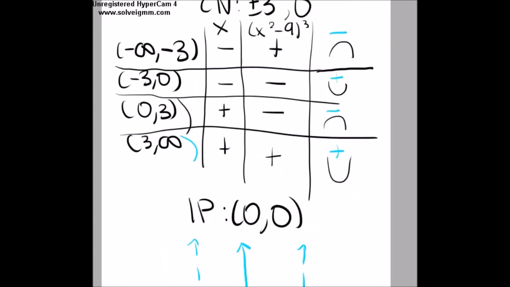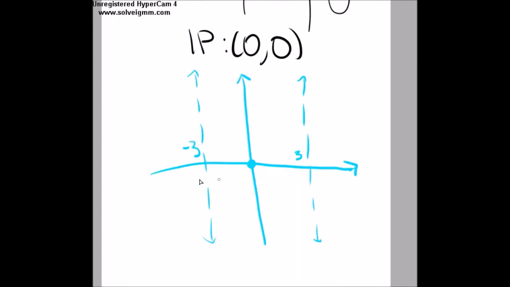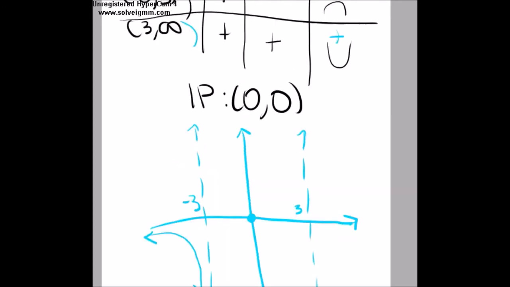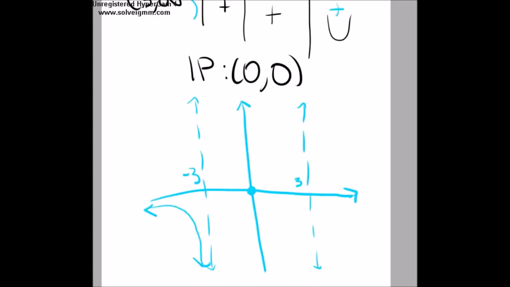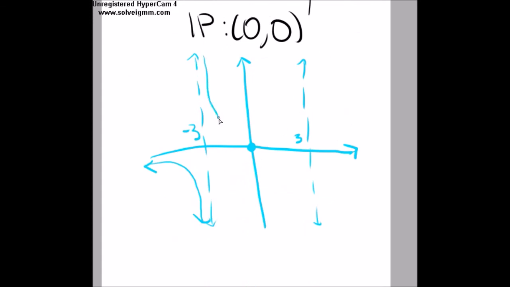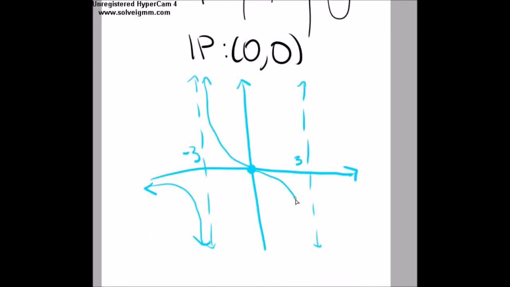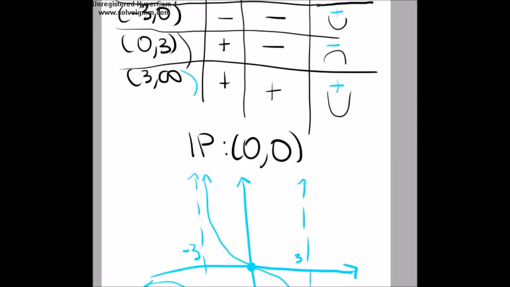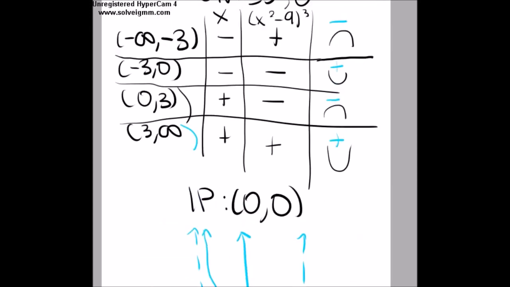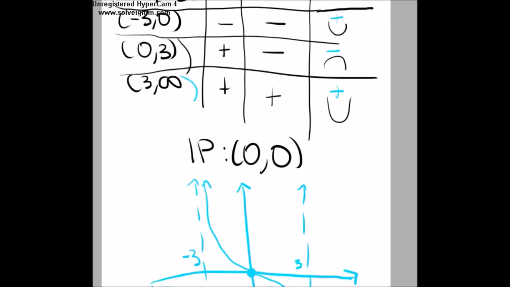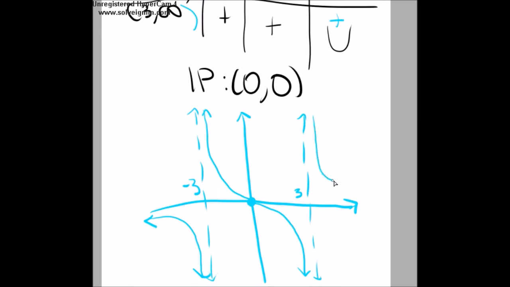And now we look at our concave up, concave down. So from negative infinity to negative 3, it is concave down, so something like that. And then negative 3 to 0 is concave up, so something like that. And then 0 to 3 is concave down, so something like that. And then 3 to infinity is concave up, so something like this.